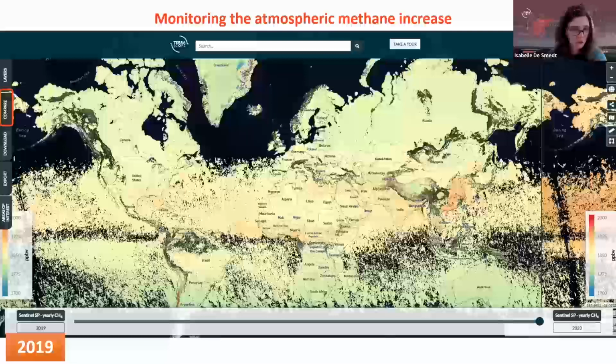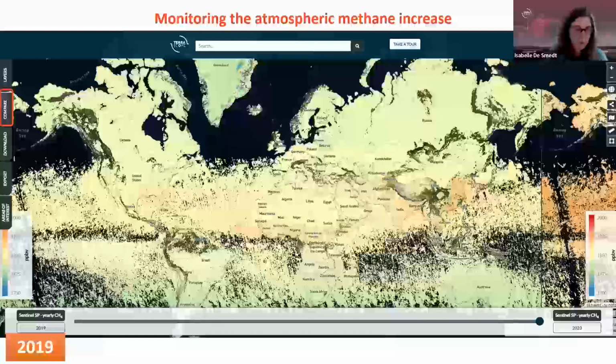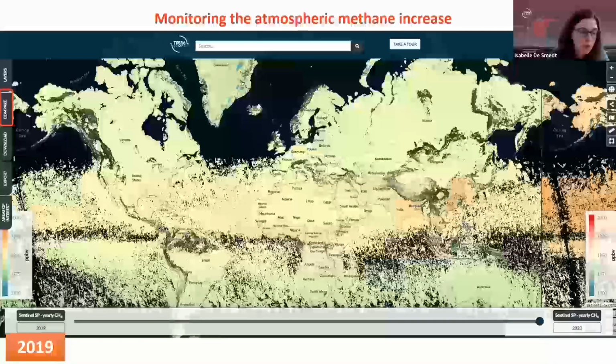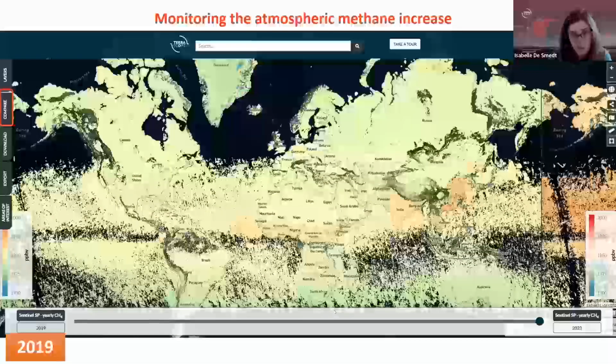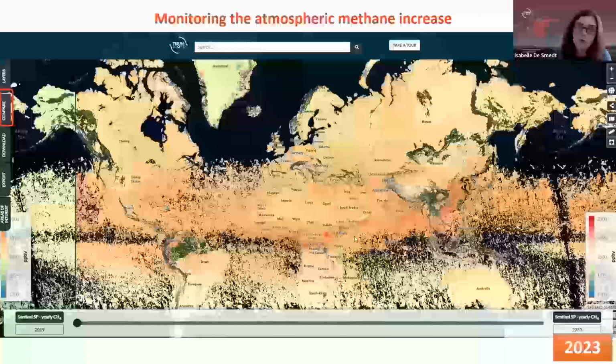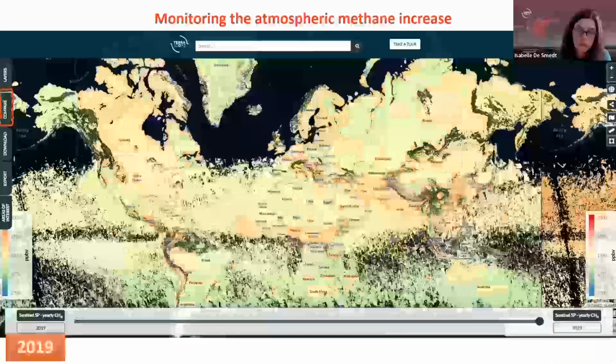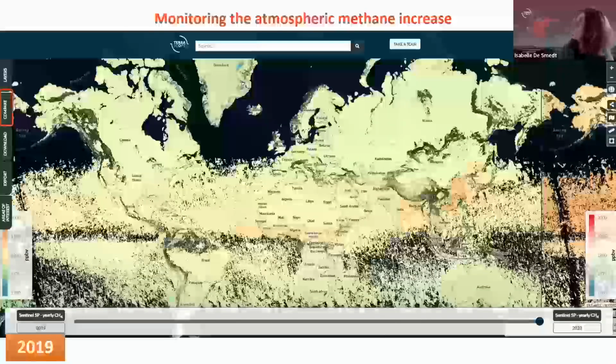Yeah, so now I switch to methane, the methane product, and I also start by comparing the year 2019 and 23. So here you see, this is quite obvious, the increase, which is global.